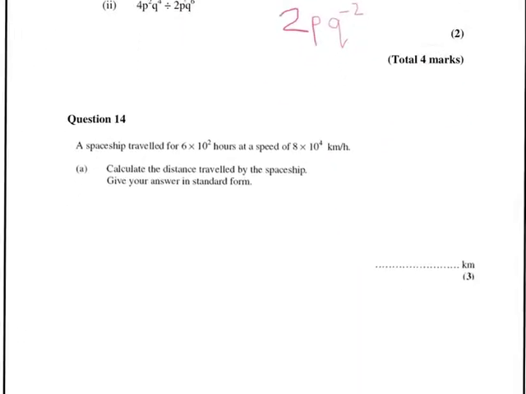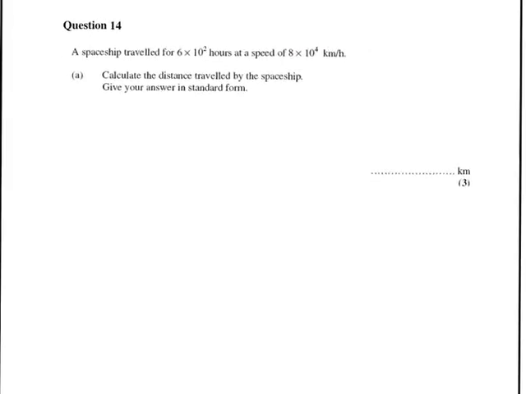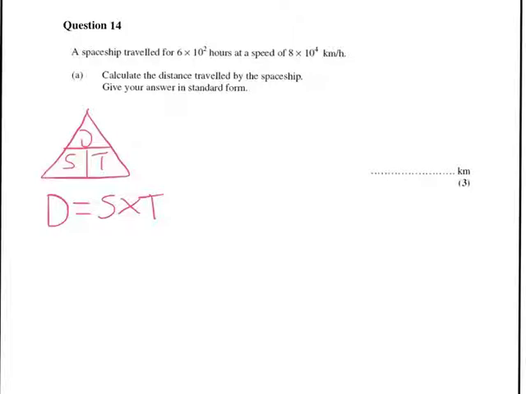Alright, now we've got a standard form question, question 14. If we're doing distance, distance is actually speed times time. If we use our little speed, distance, time triangle, distance equals speed times time. So what we need to do is multiply these two standard form numbers together. So we've got 6 times 10 to the 2 multiplied by, well, this is one whole number, 8 times 10 to the 4.